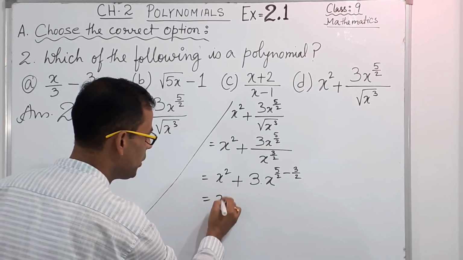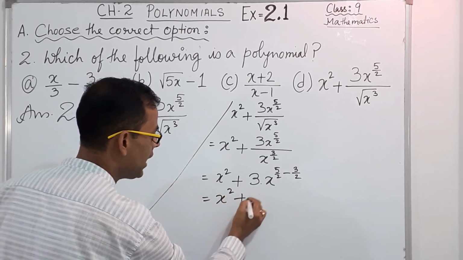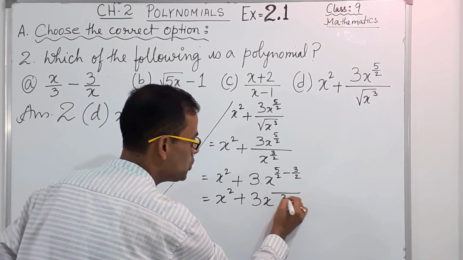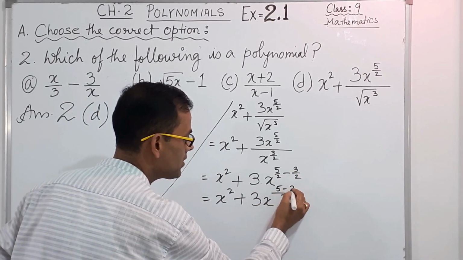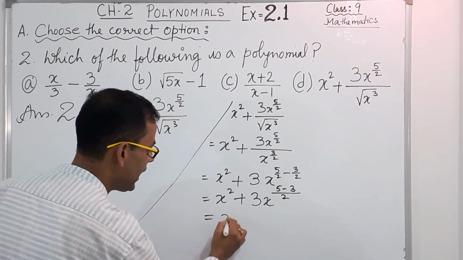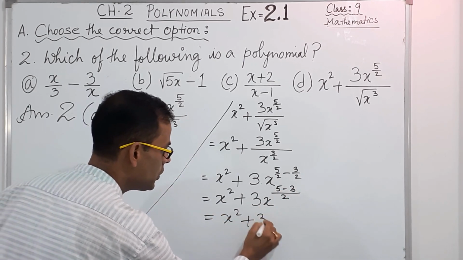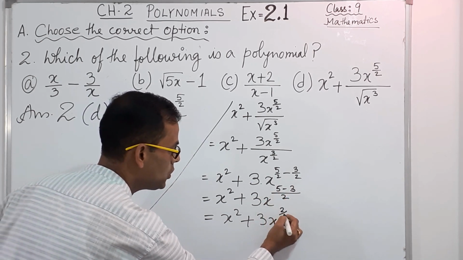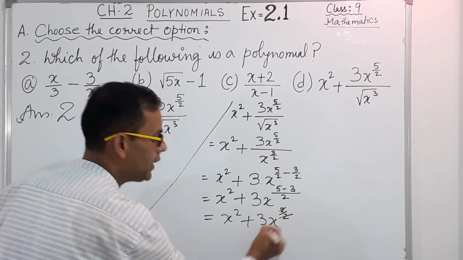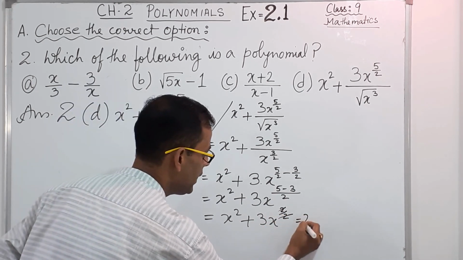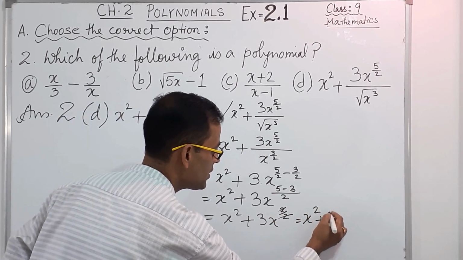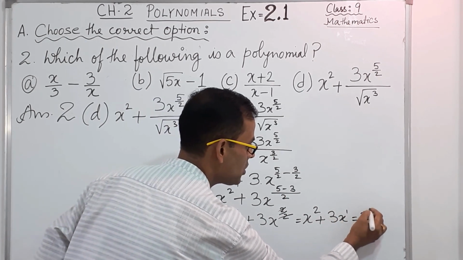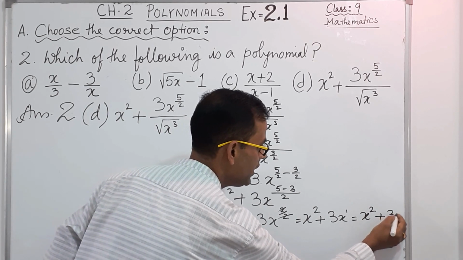Now the next step will be what? x square plus 3x to the power, I will do here LCM. So 2 is the LCM, 5 minus 3. Now after that, x square plus 3x, 5 minus 3 is what? 2 by 2. Now 2 by 2 you can cut it. So what you get? x square plus 3x to the power 1. That means x square plus 3x.